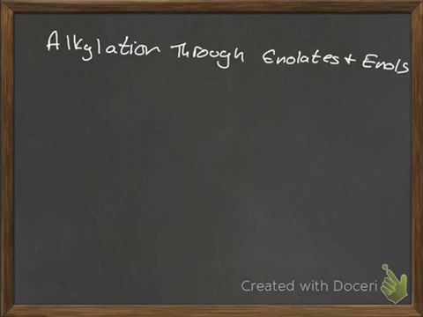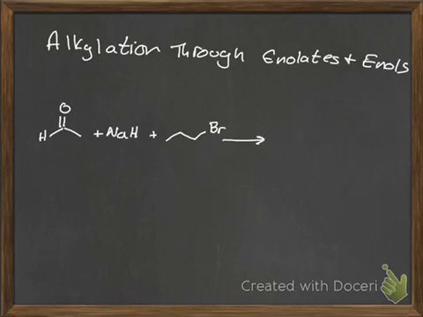All right, so what we're going to talk about today is this: acetaldehyde, sodium hydride, and let's say 1-bromopropane, and what we're going to get out of it is this. 1, 2, 3. We're going to go from acetaldehyde to pentanal. So let's look at the mechanism here.